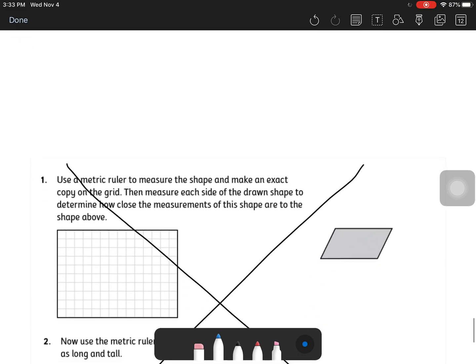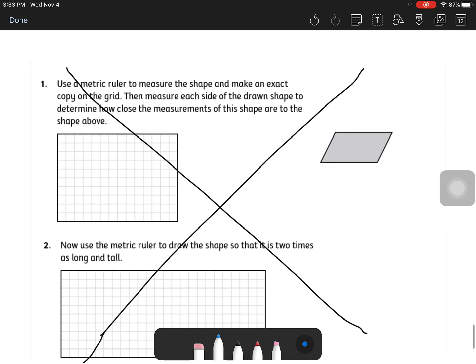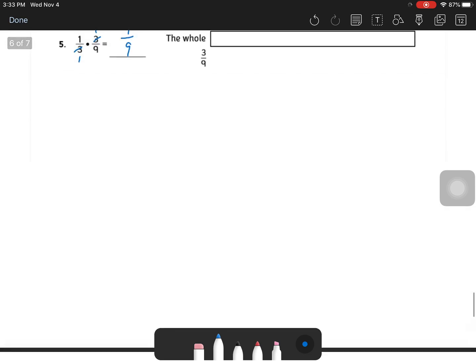Okay. And that's pretty much it. This last part involves some measuring. We're probably not going to work on that one.